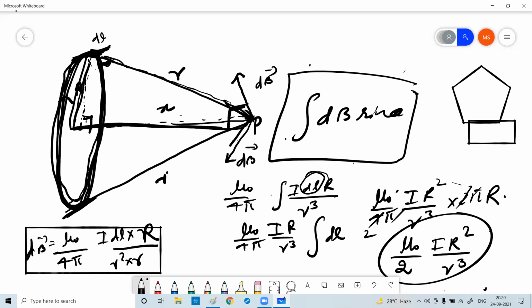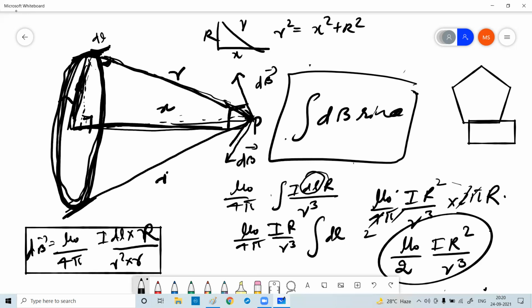Yes or no? This is the hypotenuse. This is the base and this is the height. It is like this. Yes or no? R, X and R. So what will be the R? Your R square will become X square plus R square.